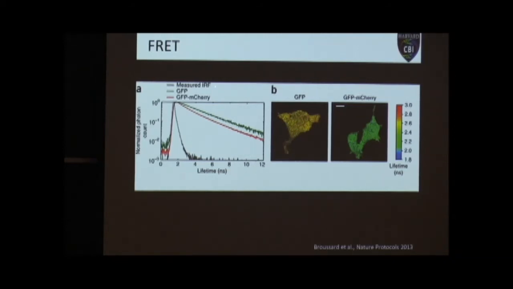This is called the IRF, the Instrument Response Function. And this is a measurement that you do at the beginning of every FLIM experiment. And this is actually just looking at your reflected laser light. Okay? So this is showing you the actual pulse width of your laser. So if you ever see IRF, that's what that is.